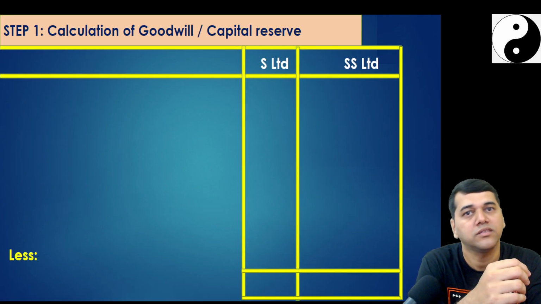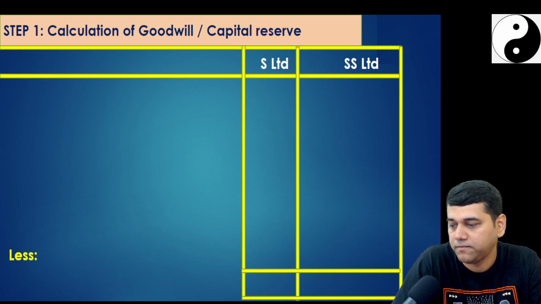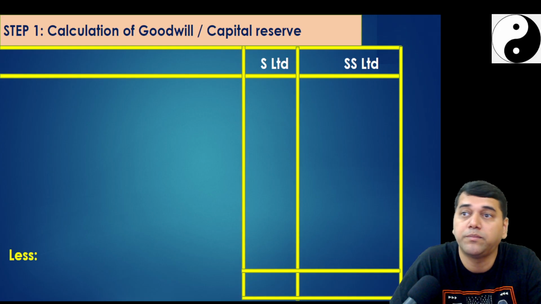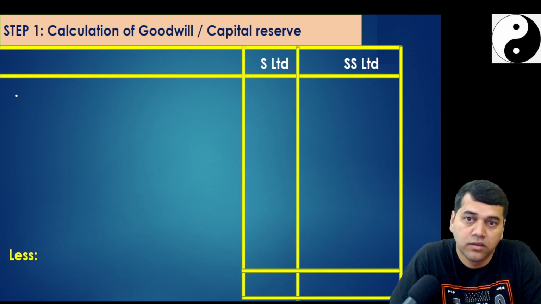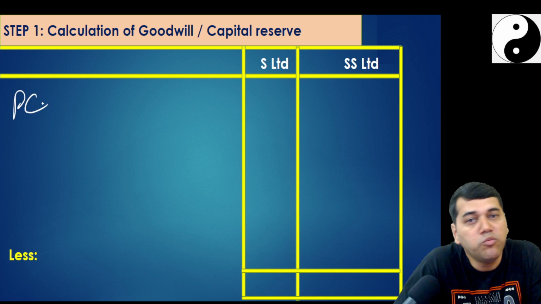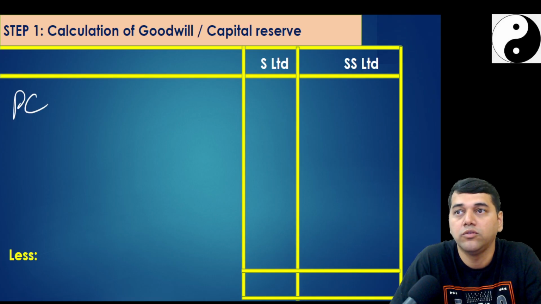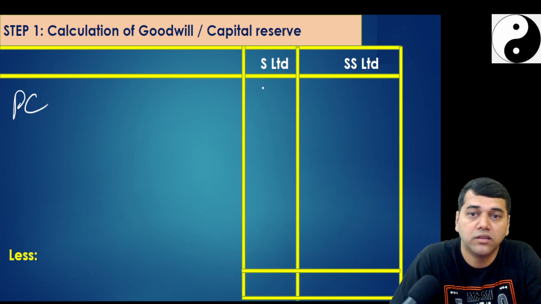Yes, after this, straight away start with the goodwill. And this is one important step here, because in this step there is one difference. First is the one we are working on. So I have got S and SS. First is the purchase consideration. How much purchase consideration did you pay to S Limited owners? Who is preparing CFS? P. How much did P pay to the owners of S Limited? 340.